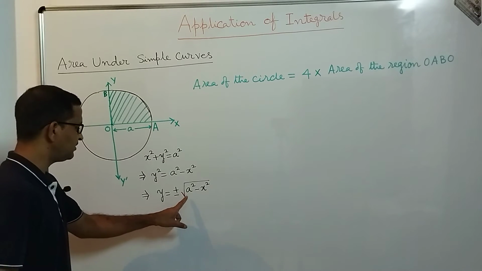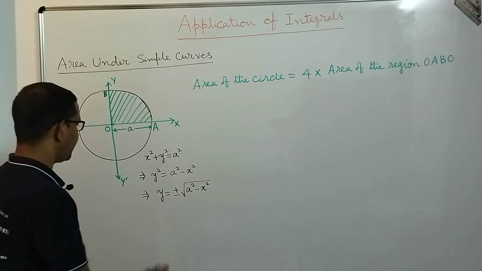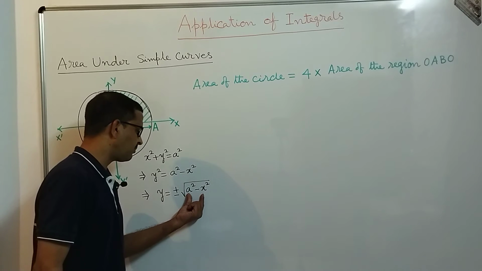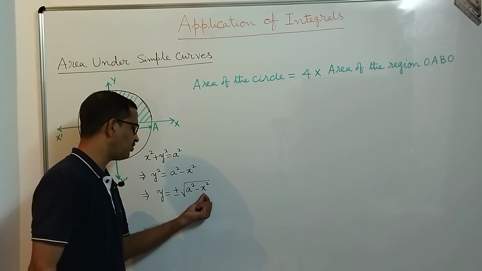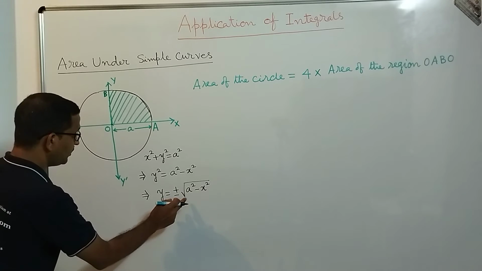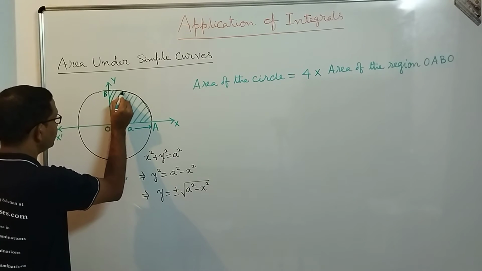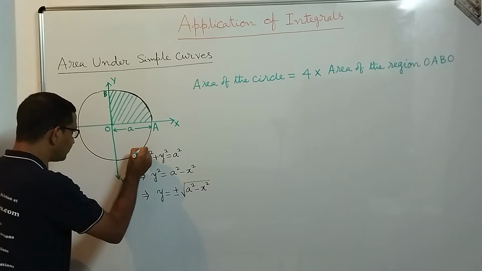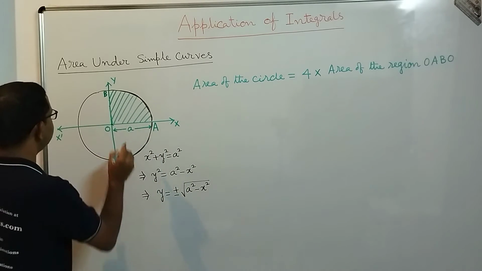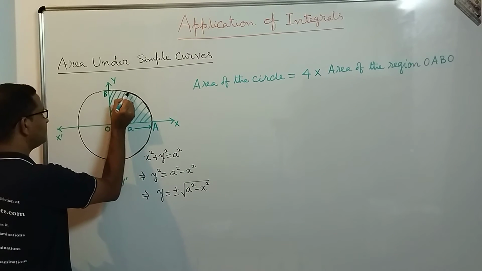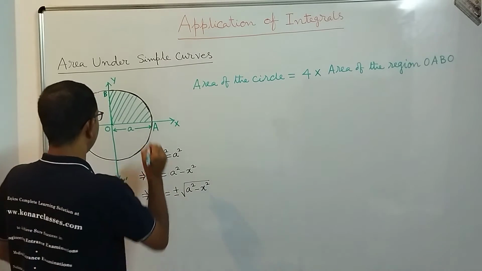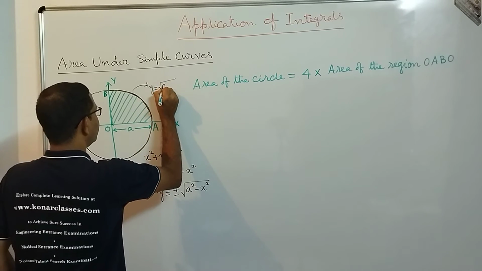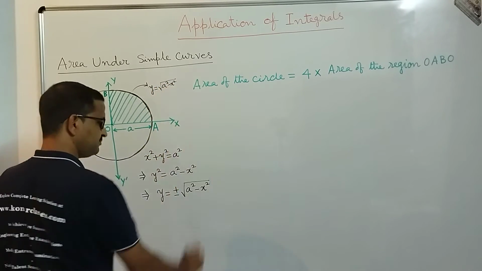Now y has two values. One is the square root of a square minus x square, and another one is the negative square root of a square minus x square. By the way, the square root of a square minus x square is always positive because the value of x is always less than a. Now we will consider the positive value when we consider this portion of the curve, and we will consider the negative value when we consider the other portion of the curve. But now we are focusing on this part of the curve from A to B, so we should consider the positive value. So the equation of this curve becomes y equal to square root of a square minus x square, correct?